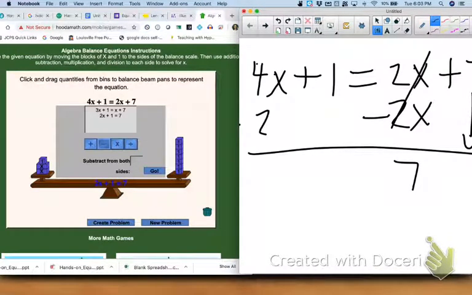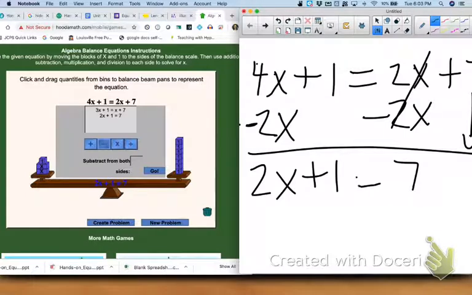So I'm going to do 4x and take away 2x. It's going to be subtraction. Keep in mind, I'm not going to subtract 2 from the 1 because, first of all, you can't do 1 minus 2x because they're not like terms, right? So I don't even need to go there. So 4x take away 2x leaves me with 2x. That plus 1 is still hanging out there, is equal to 7.